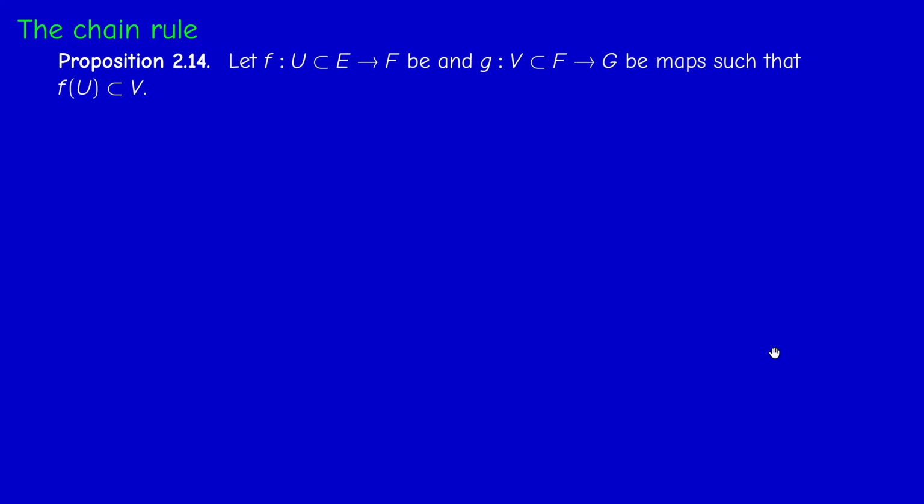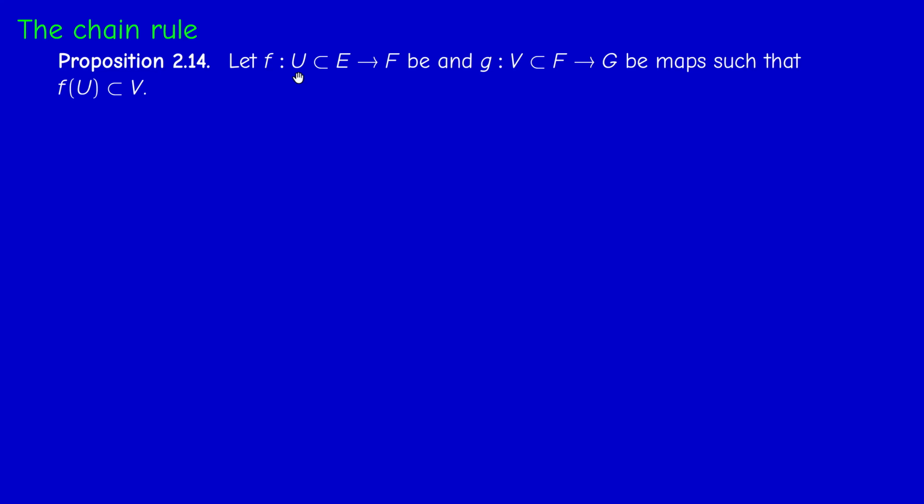Okay. The next result is the chain rule. So we have two functions, f and g, but note that they are not defined on the same set. f is a function from an open subset of a normed space into another normed space. And g, notice that its domain of definition is a subset of the target space of f. Why do I need that? Because I need to compose g with f, g circle f.